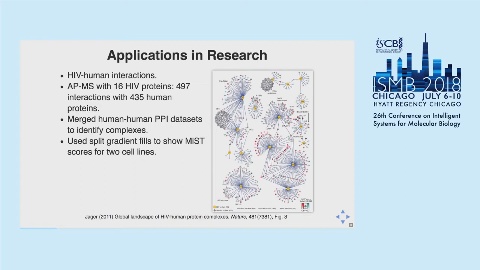Here's another example that Scooter Morris was a co-author on with HIV proteins. So this one's done in a human model system looking at human protein interactions with HIV proteins. So viral proteins interacting with human proteins. Again, the baits are the viral proteins in yellow, and the human proteins are integrated around. And then other interactions from other sources were brought in to identify complexes.